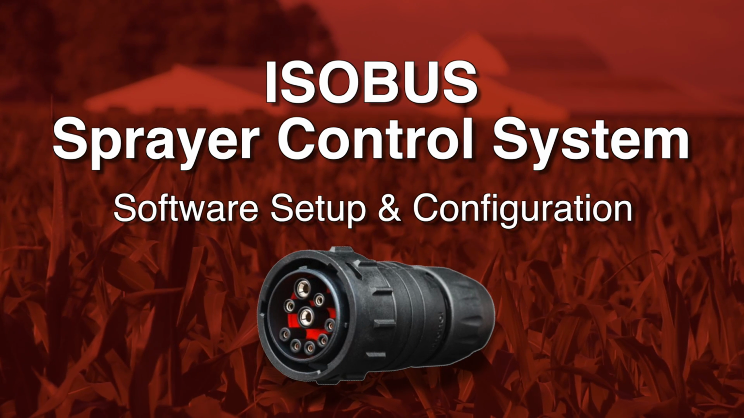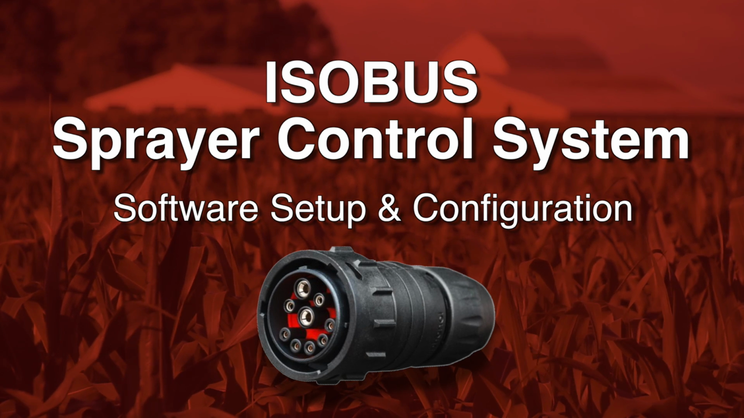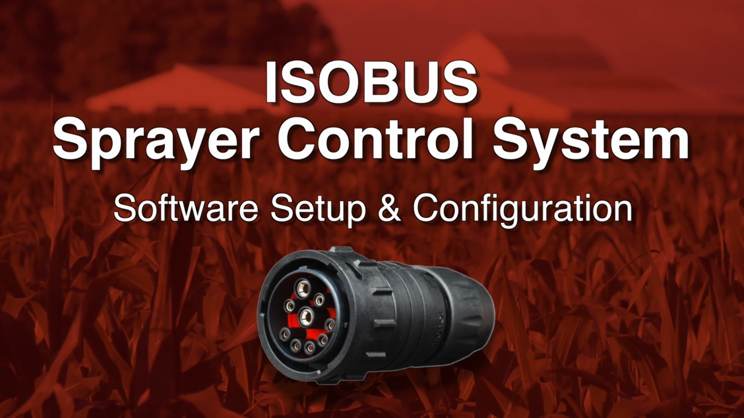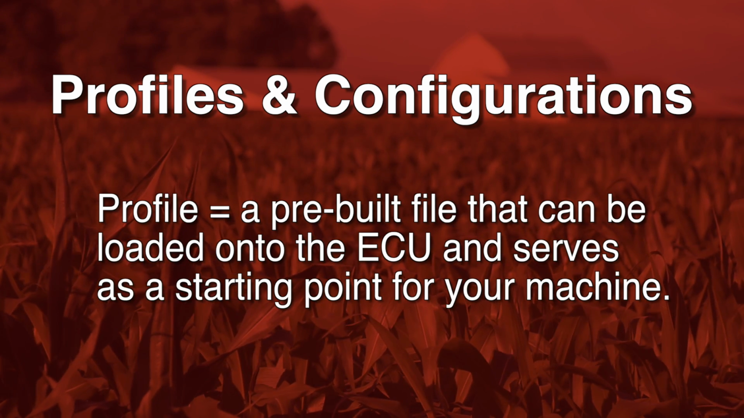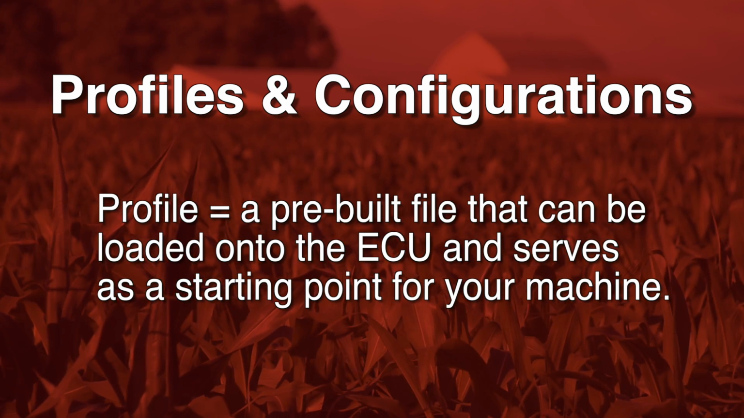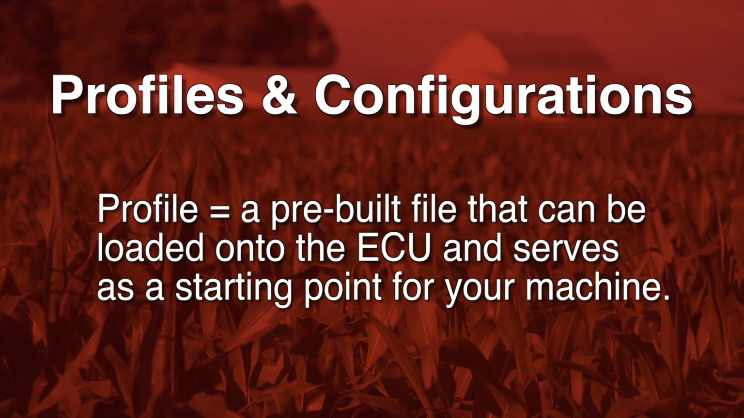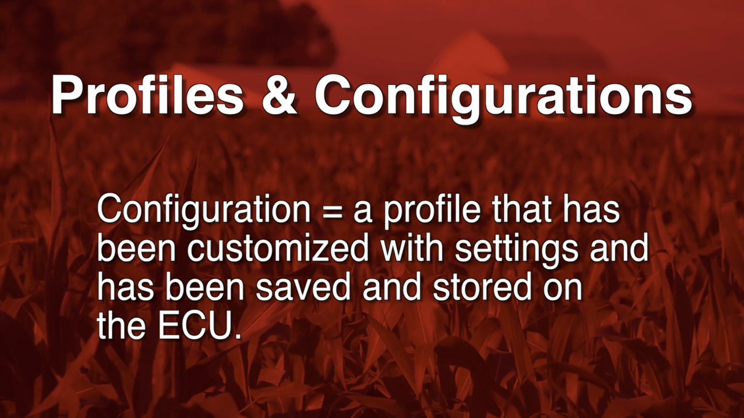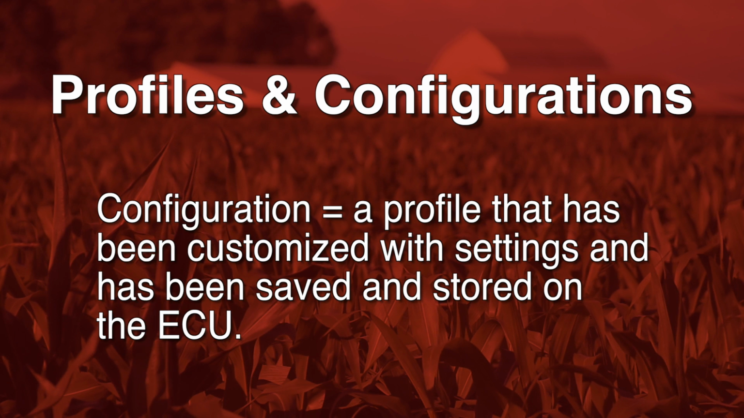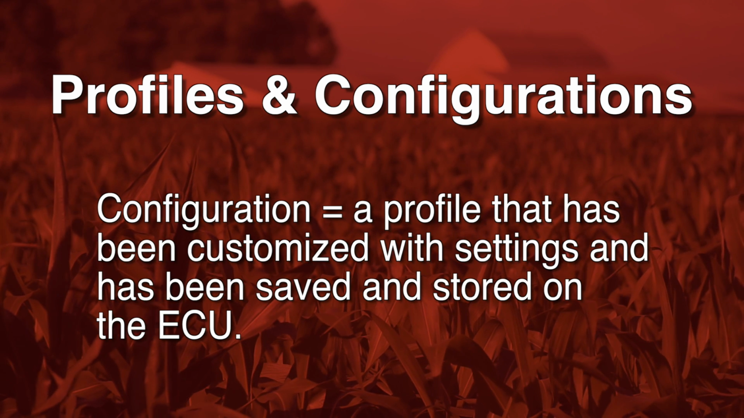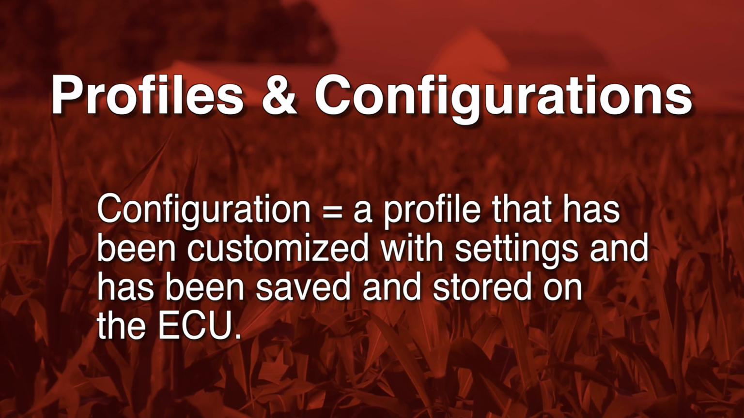In this video, we are going to walk through the steps for software setup and configuration of the ISOBUS sprayer control system. It's important to understand the terms profile and configuration. A profile is a pre-built file that can be loaded onto the ECU and serves as a starting point for your machine. A configuration is a profile that has been customized with settings and has been saved and stored on the ECU. Configurations are machine specific and should not be used on a different piece of equipment.